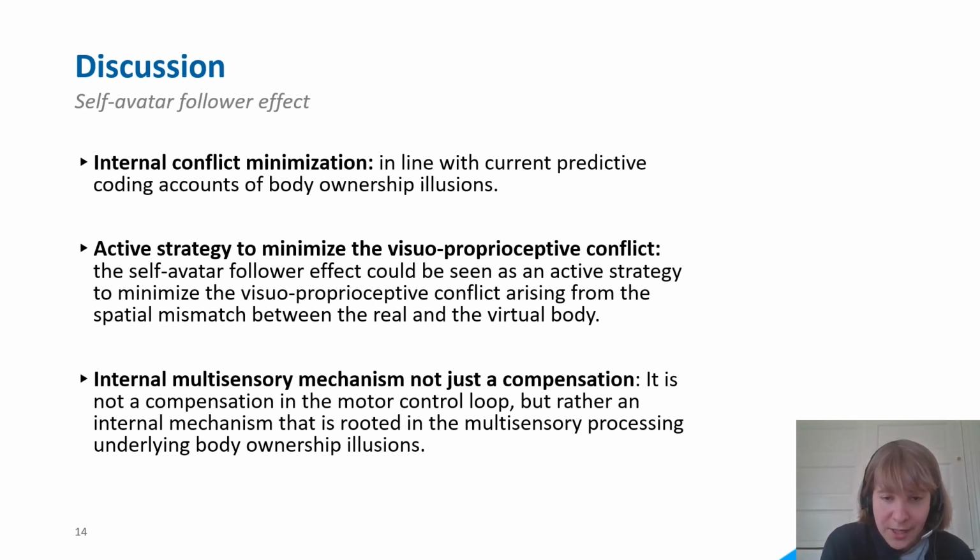Finally, we want to be clear, it's not just a compensation of the motor control loop that happens when you're doing retargeting. It's more of an internal multisensory mechanism, because here we can see that this happens even when you're not moving. When you have a static avatar that you enter and you want to fit in, right? You want to be aligned to that virtual body, and this is an internal mechanism that is rooted in multisensory processing rather than just in the motor control loop, and it's underlying every body ownership illusion.